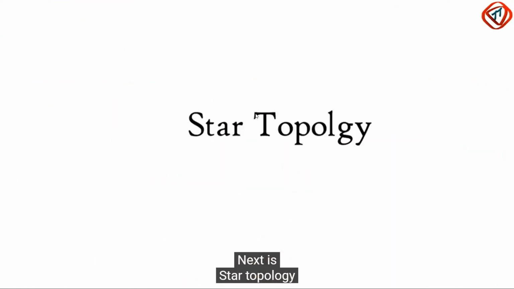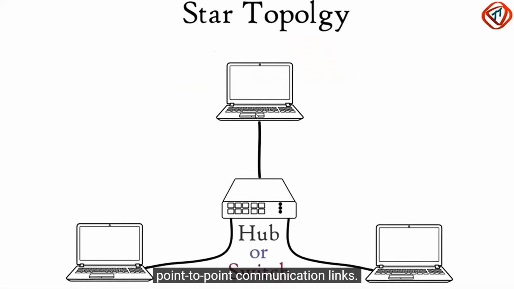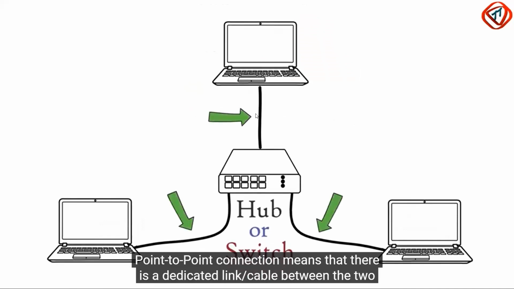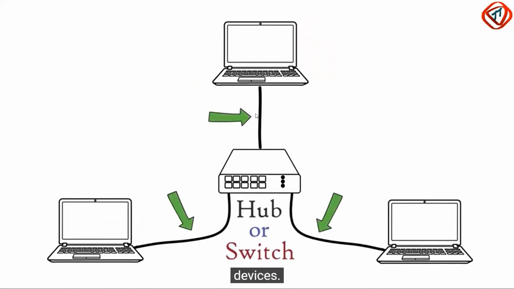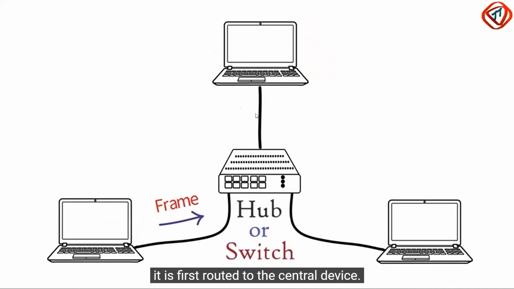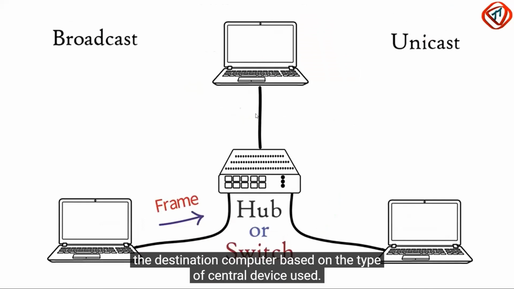Next is star topology. In star topology, computers connect to a central device, a switch or a hub, with point-to-point communication links. Point-to-point connection means that there is a dedicated link or cable between the two devices. Other devices cannot use it. In this topology, if one computer wants to send some data frame to another computer, it is first routed to the central device. The central device then either broadcasts or unicasts the received data frame towards the destination computer based on the type of the central device used.